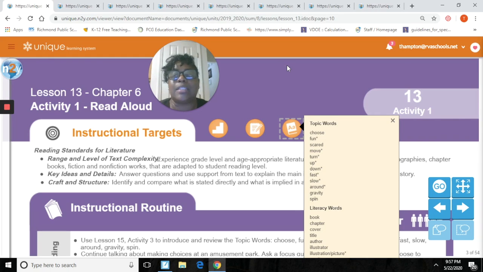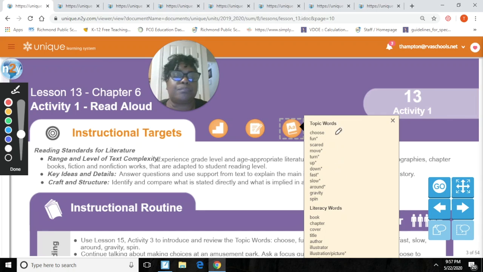All right, so let's go over the words. I want you to repeat the words after me. And don't forget to be on the lookout for them, okay? Our first word is choose.